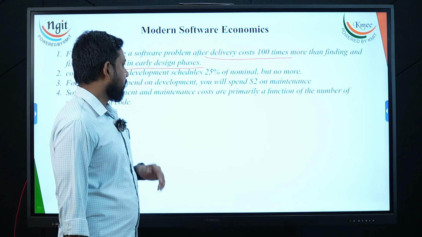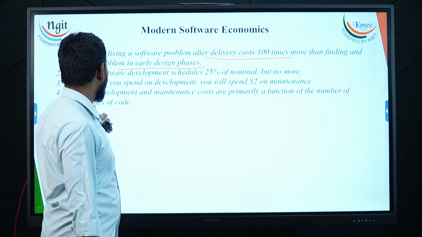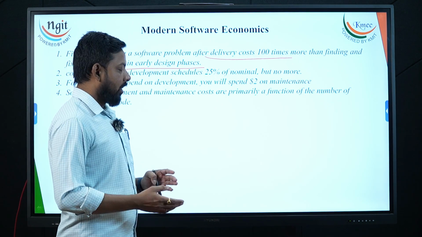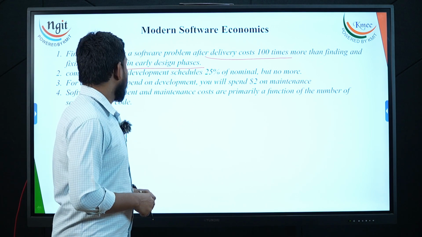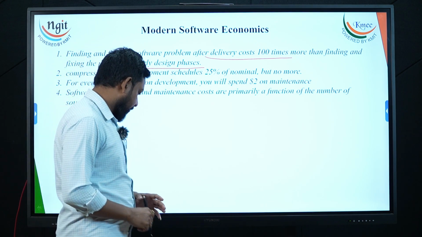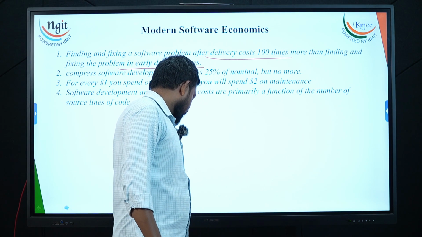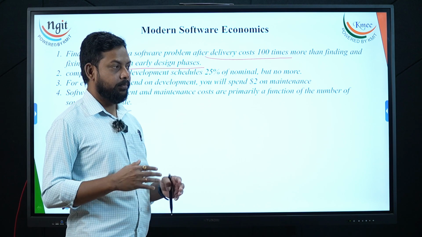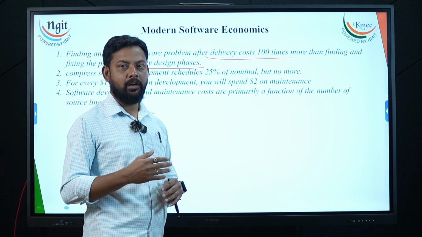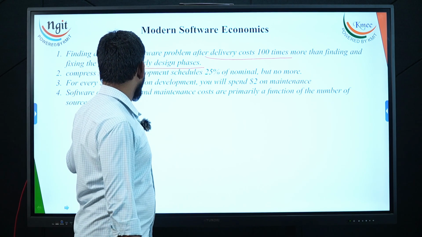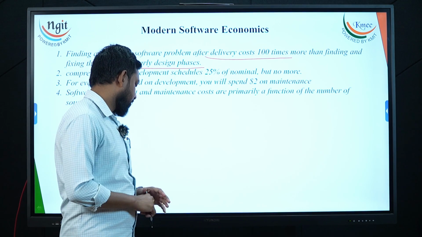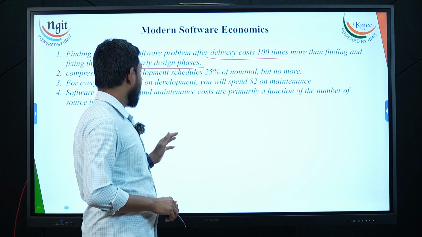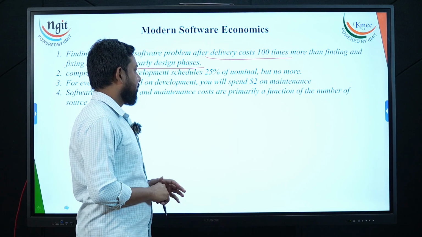Fourth, the cost of software development and maintenance can be taken as a primary function of the number of source lines of code that you are going to write. The primary driver of the cost of your project is these two: the software development and the maintenance costs themselves. So these are taken as fundamental parts of your project development.